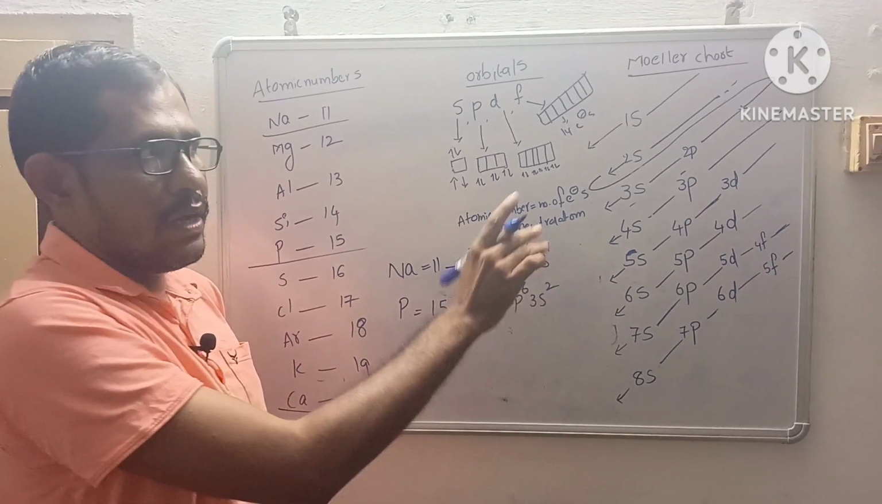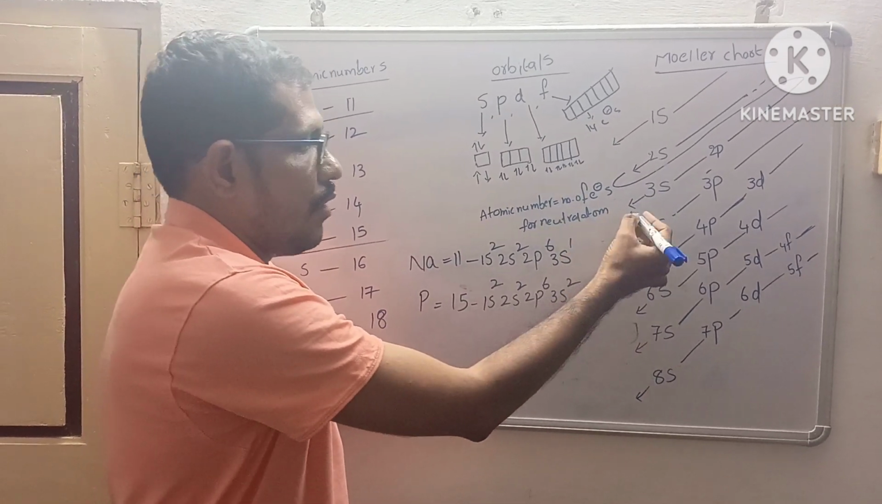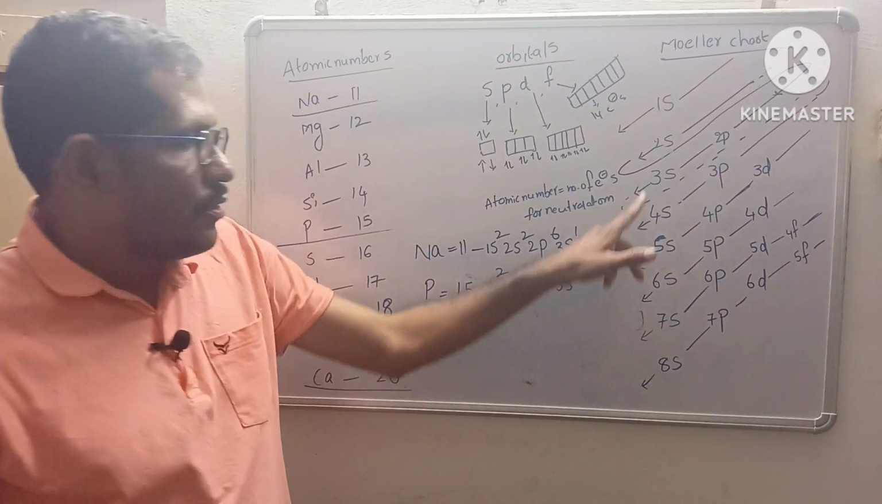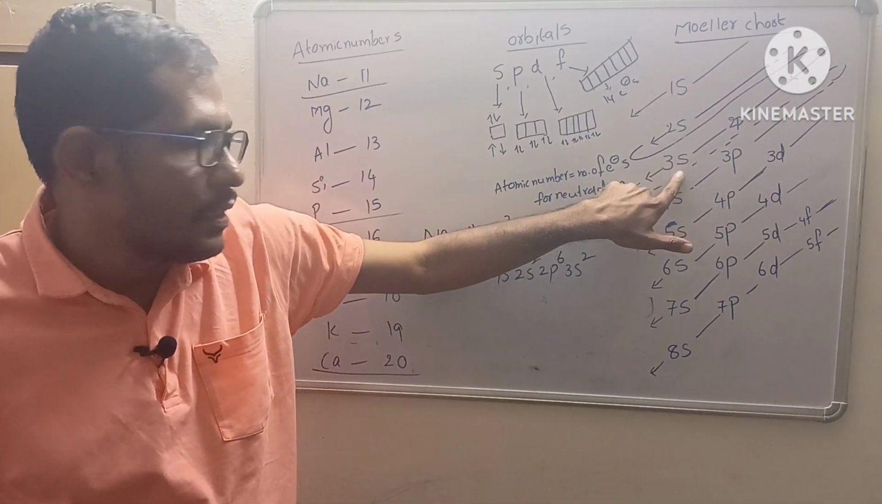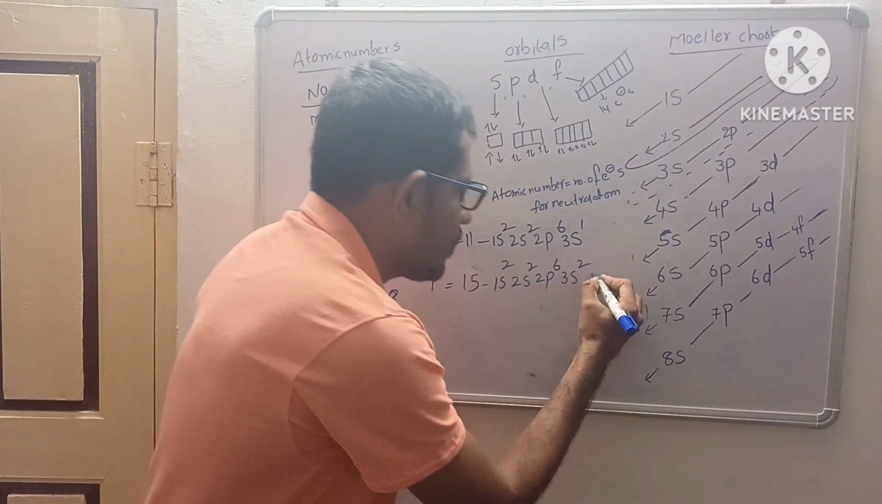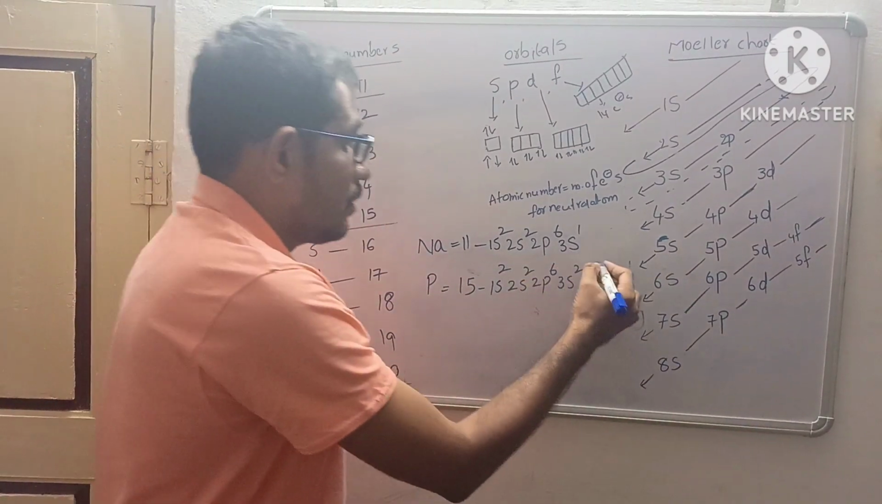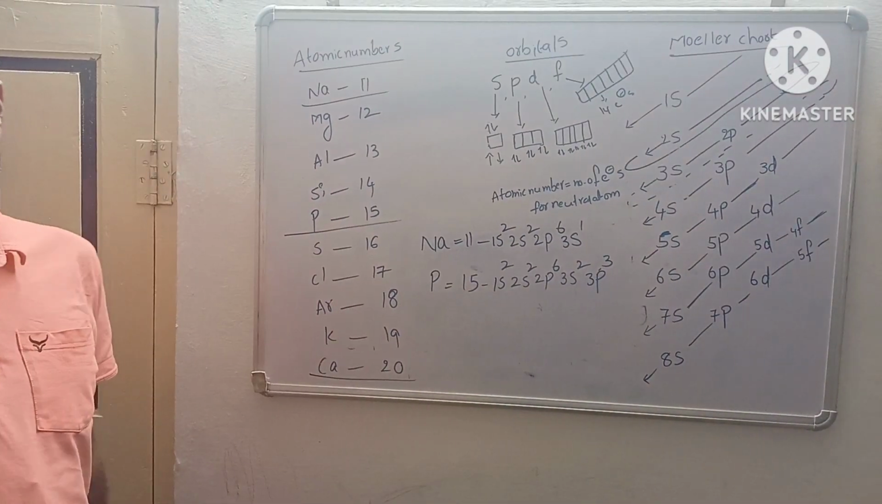I am left with 3 more electrons. See here, after that 3s what will come? I told you always go in this direction. So after 3s what is coming here? 3p is coming here. Clear? After 3s, 3p is coming. So just write 3p here, right? We are left with 3 more electrons. So 3p3. This is the electronic configuration for phosphorus, right?